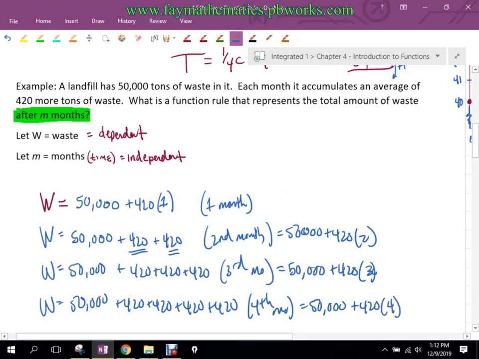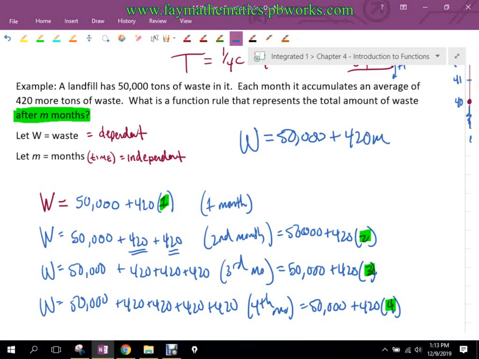But what if I tell you then we're interested in M months? What do I change that 1 to, or that 2 to, or that 3 to, or that 4 to? I change to M. So then my formula for W is 50,000 plus 420 times M. Does that kind of make sense?